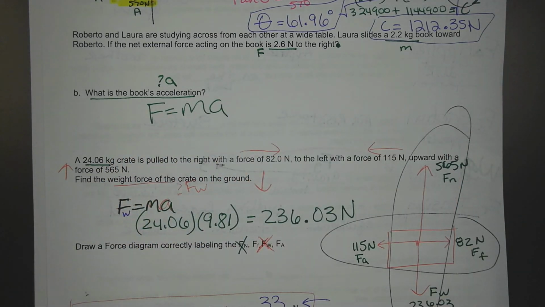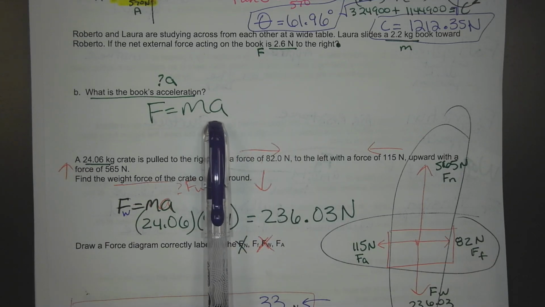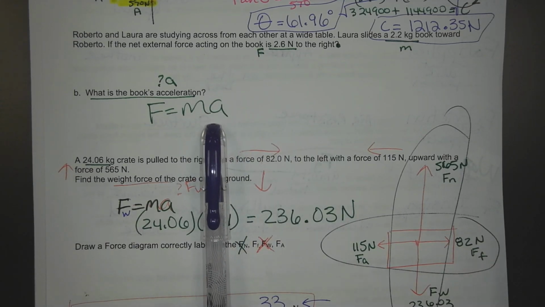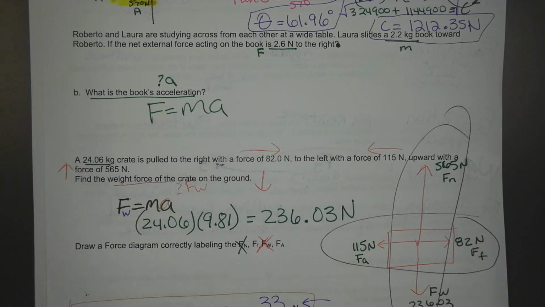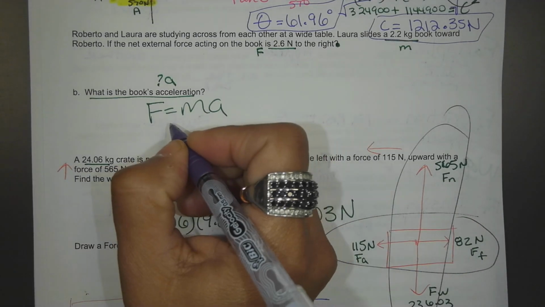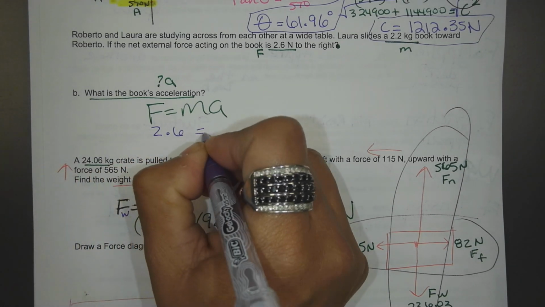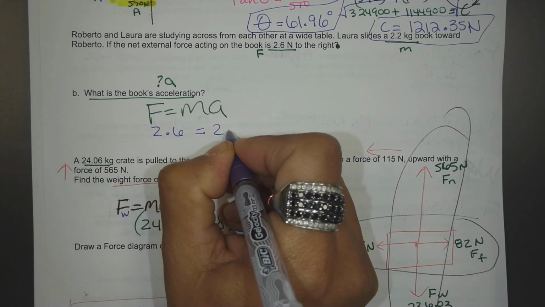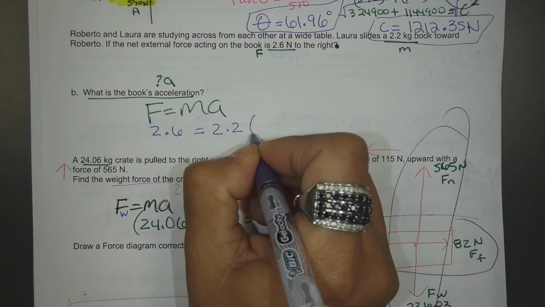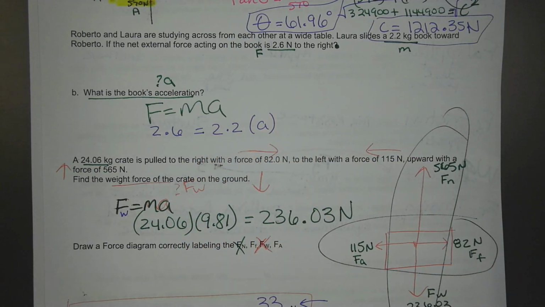But for this situation, A is not gravity because it is moving. We're not looking for the weight force. We're looking for the acceleration of its movement, not of gravity. So this sometimes becomes a little tricky. For this situation, they gave us F of 2.6, M of 2.2. I'm just going to fill in the blanks. A is my question mark.